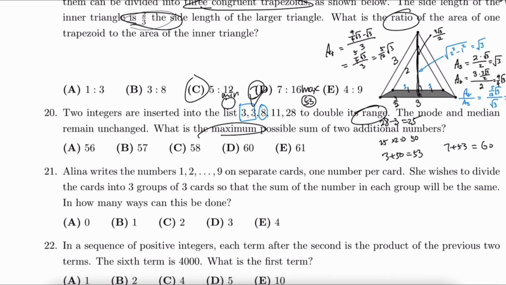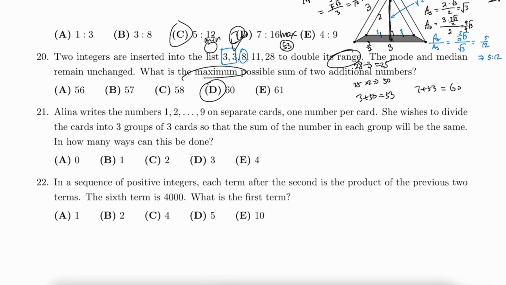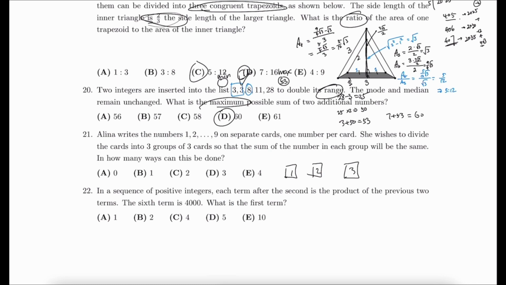Alrighty, so number 21. It says, Elena writes the numbers 1, 2, through 9 on separate cards, one number per card. She wishes to divide the cards into three groups of three cards, 1, 2, 3, 7, 8, 9. Three groups of three cards so that the sum of the numbers in each group will be the same.